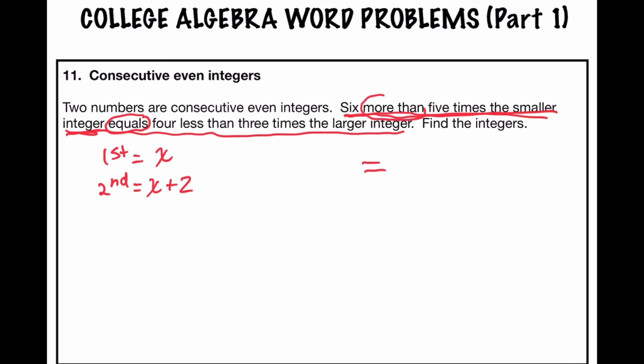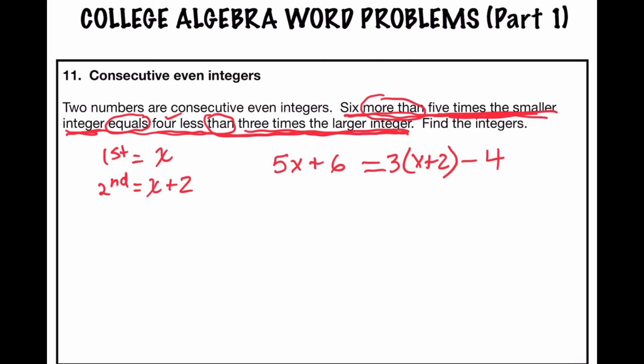So here's "more than," which means addition, and I want 5 times the smaller integer. So that would be 5x plus 6. The right side expression says 4 less than 3 times the larger integer. So here's the word "than." Even though 4 is written in words first, it will come second in the expression. And I want 3 times the larger. So that's going to be 3 times, and the larger one is represented as x plus 2. So my equation would say 5x plus 6 equals 3 times (x plus 2) minus 4.